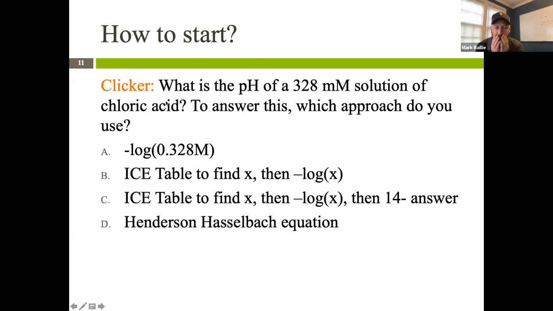Okay, so we have a mix of answers. This is one of the most critical parts of the last third of the semester: what is it that we're looking at? For this particular problem, how do we determine whether we take the negative log, or we do an ice table, or we do an ice table and then take 14 minus the negative log of that? Can I hear from Patrick? What did your group discuss and what did you decide?